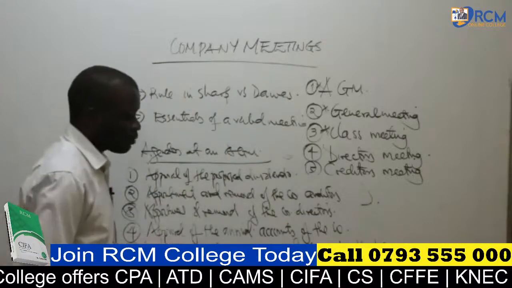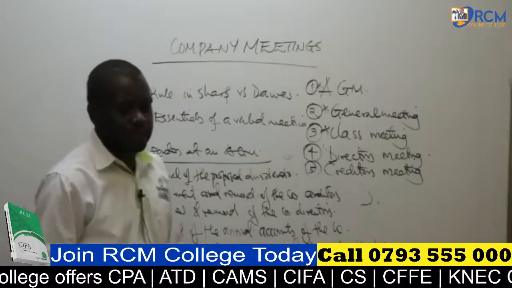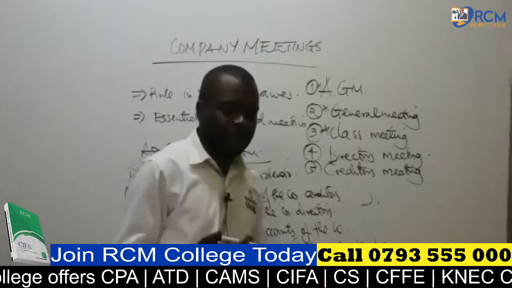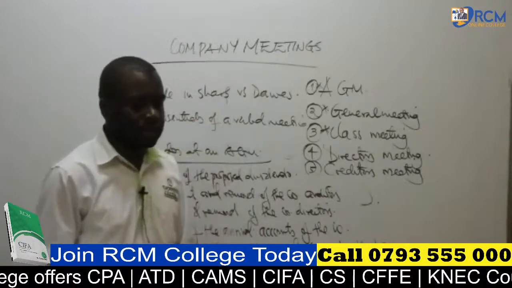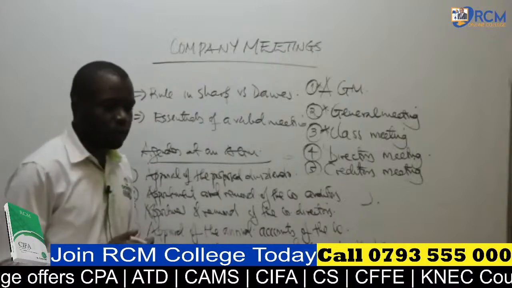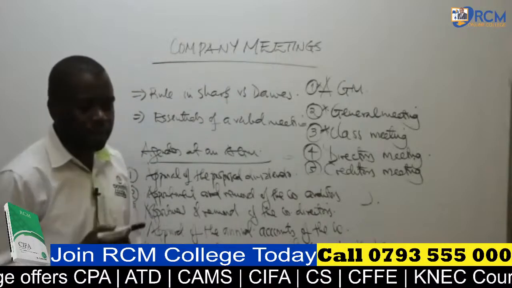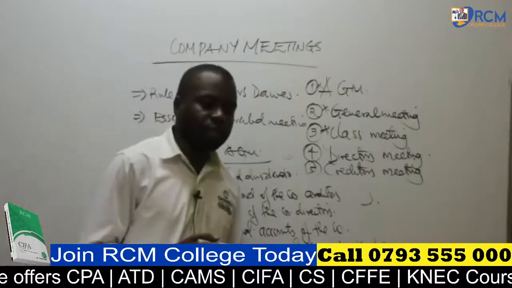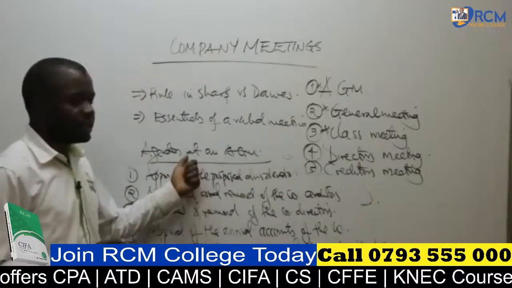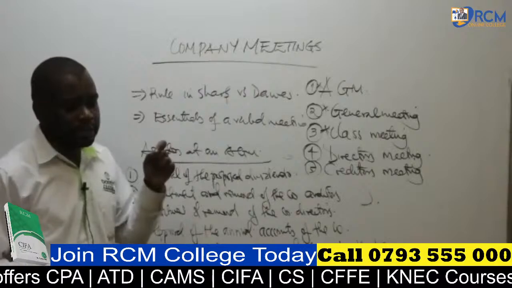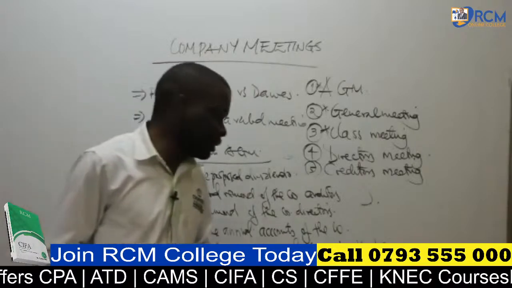Approval of the annual accounts of the company. Why have we said that this meeting happens at the end of the financial year? The books of accounts have been prepared and audited by the auditor, and therefore now the members, who are the key stakeholders and the owners of the company, are the ones to approve these books of accounts. So it will happen at the AGM. That's why it happens 6 months after the end of the financial year.